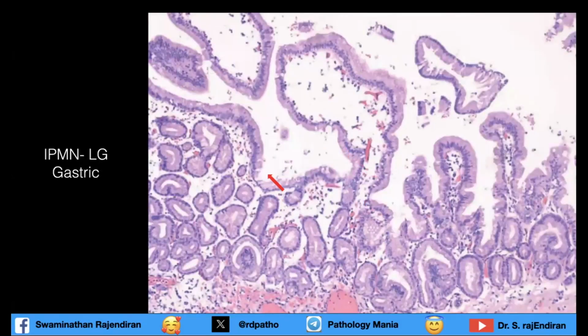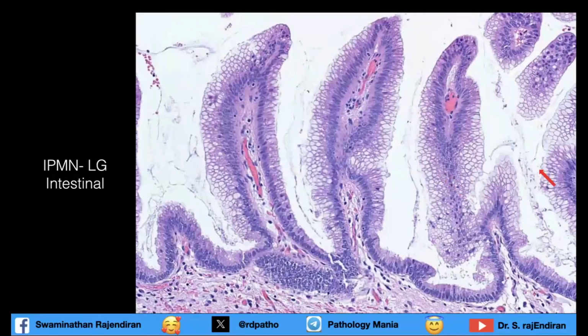And when you see the lining epithelium, these are like gastric foveolar epithelium, and the nuclei are at the base, no cribriforming, no micropapillae, no comedonecrosis, and the polarity is maintained. So this is low grade gastric type of IPMN. Here you can see a lot of goblet cells, and they are arranged in villi. These are like intestinal type of IPMN, again low grade.